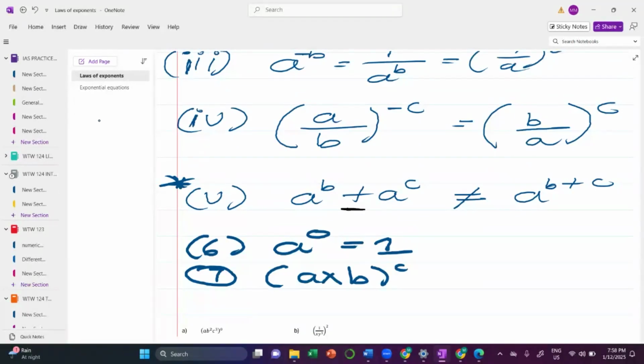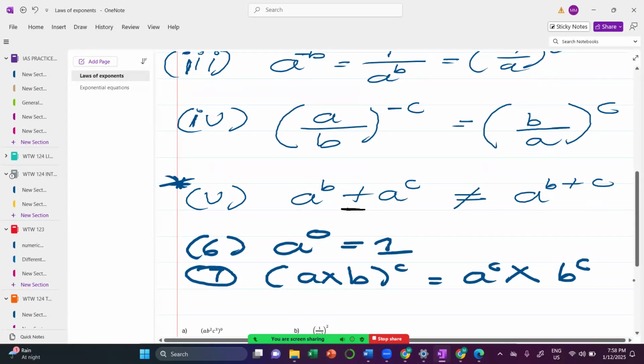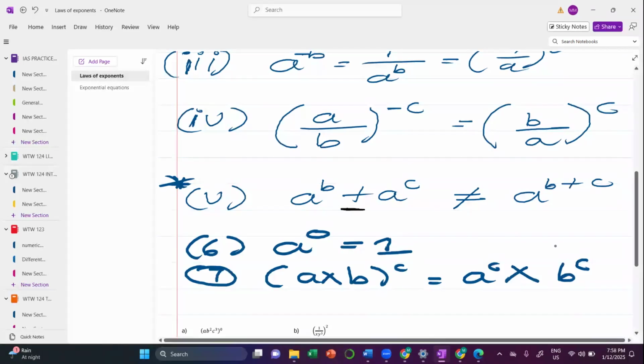But they have multiplication in between. So therefore, I'm going to have what? A to the exponent of C times B to the exponent of C. Whenever you have multiplication in between, you can give every variable inside the brackets the same exponent. Whenever we go in reverse, if you are multiplying different bases with the same exponents, you can take out the exponent and multiply the bases. You guys understand that?